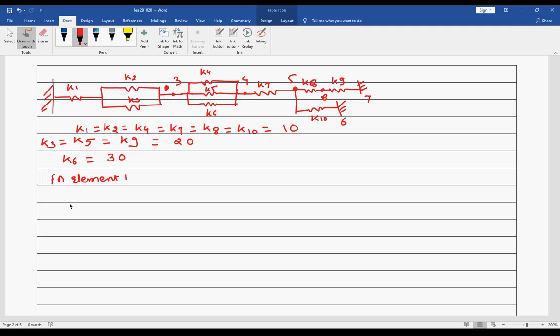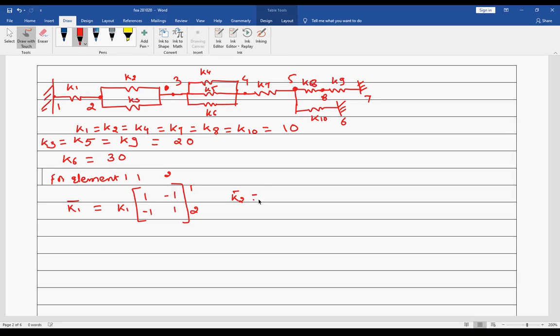So how do I go? Now I use K1, K2 for this. So therefore I use K1 bar is equal to K1 times 1 minus 1 minus 1 1. And for element 1, let's say this is node number 1, this is node number 2, 3, 4 I have, 5 I have, 6 I have, 7 I have 8. So for element 1, it will be 1 2 1 2.